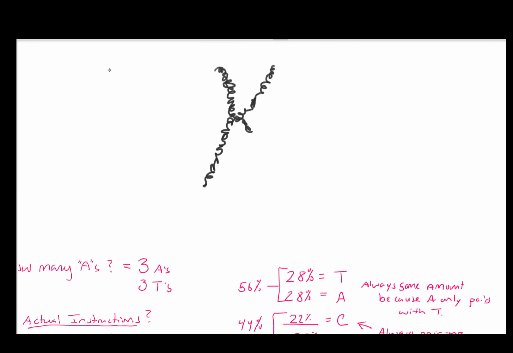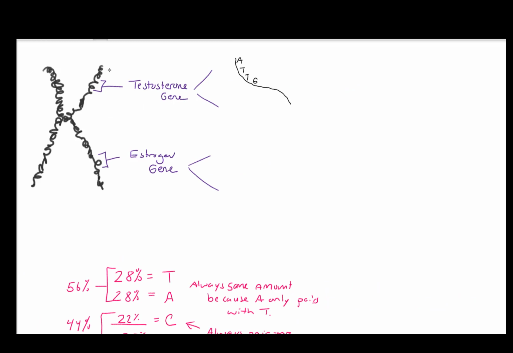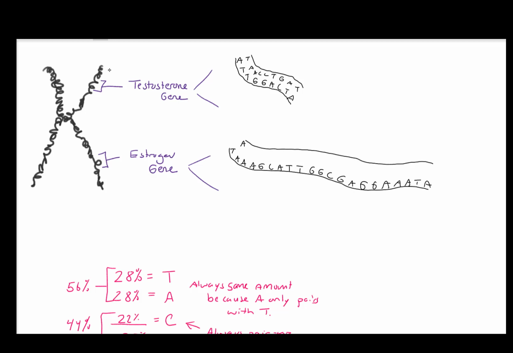Let's take a look now a little closer at a chromosome and explore a gene. Here's a testosterone gene, here's an estrogen gene on a sister chromatid. We're going to take a look at these genes up close. I'm going to draw out a testosterone gene, a section of DNA that codes for a protein, the protein testosterone. And I'm going to draw out a section of a chromosome that codes for the protein estrogen. Question I want to ask you, how is one of these genes different from another?